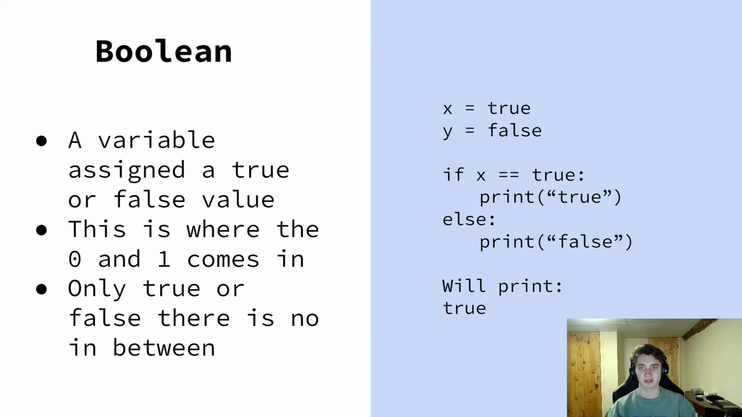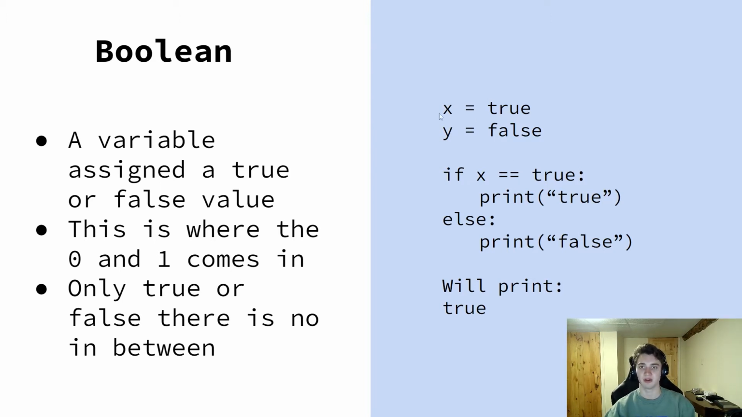A Boolean value is a variable assigned either a true or a false value. So here we have x is equal to true and y is equal to false. Booleans is where you'll see the ones and zeros that are always associated with computer science. A 0 is false and a 1 is true. There is only true and false as well. There's no in-between, and there's no gray areas in computer science. It's either one thing or it's not.